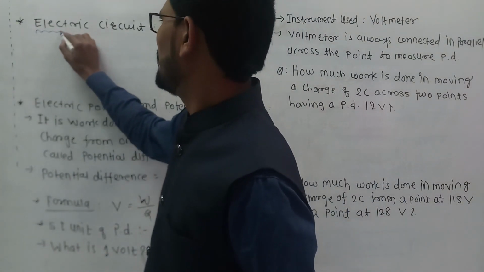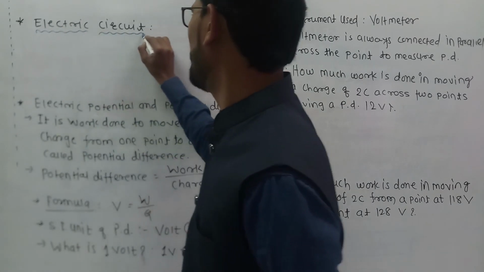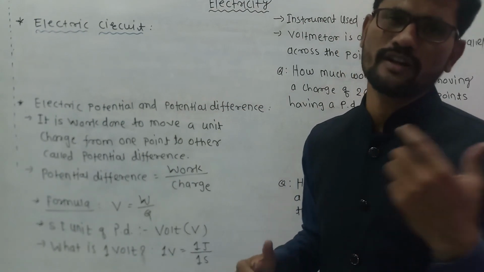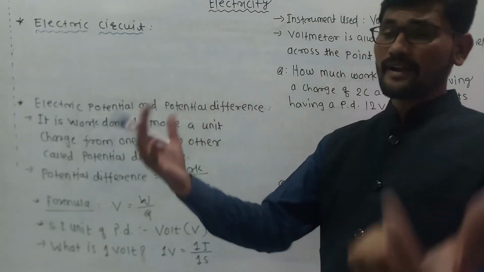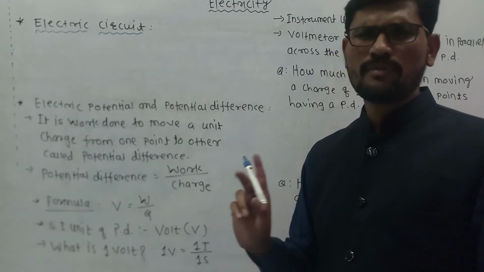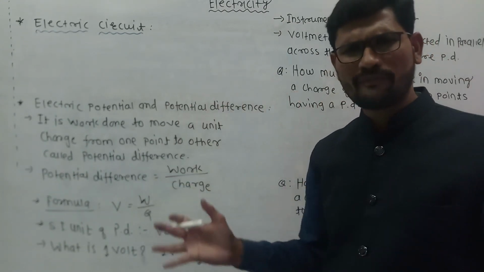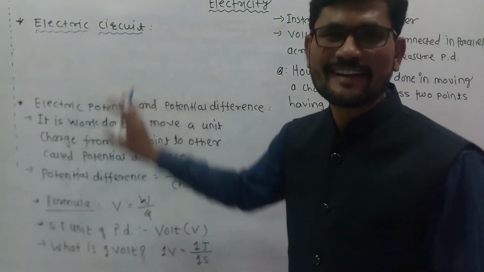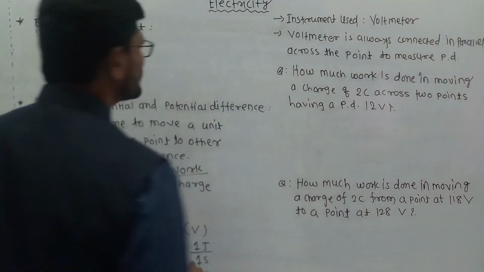As you know very well, the electric circuit is what? When many devices are connected together in one circuit, it is called an electric circuit of different components. Maybe an ammeter, maybe a voltmeter, maybe resistors, and when all such instruments are connected in one circuit, then it is called an electric circuit.